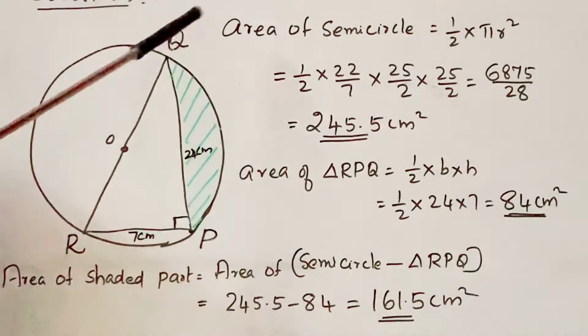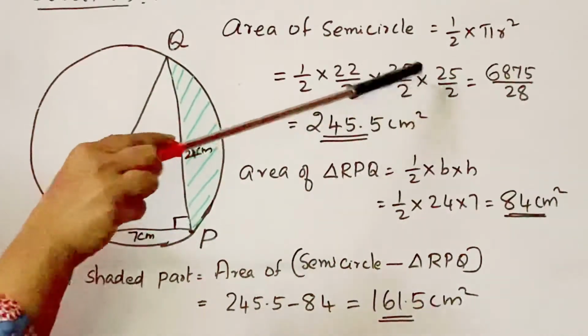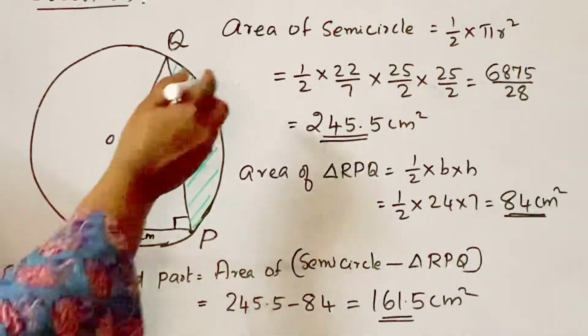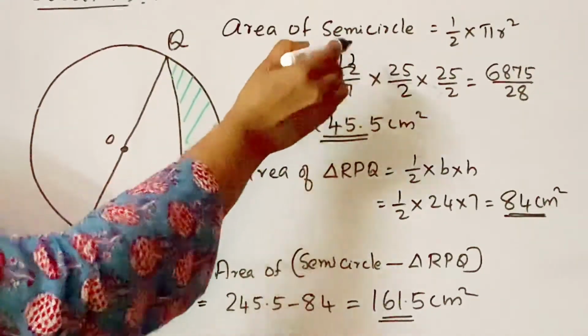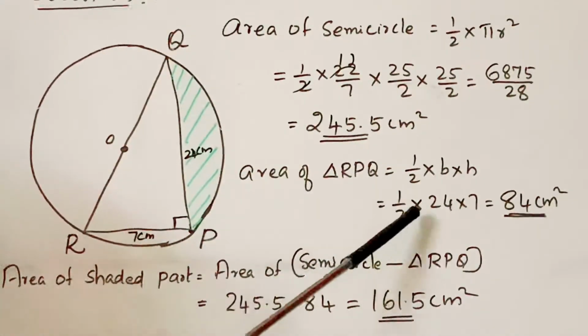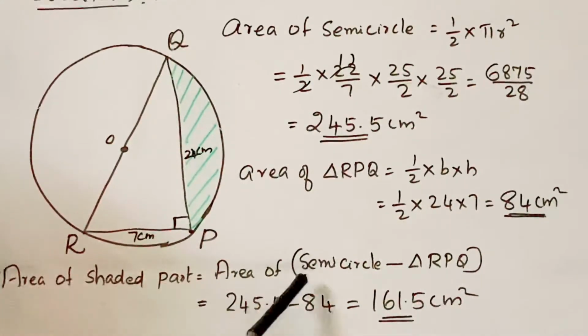Here area of the semicircle half pi r square, that is 1 by 2 into 22 by 7 into 25 by 2 into 25 by 2. That is 245.5. Then area of the triangle half base, that is 1 by 2 into 24 into 7, that is 84. Then area of the shaded part, area of semicircle minus area of the triangle RPQ, that is 245.5 minus 84, 161.5 centimeter square. Question number 2.